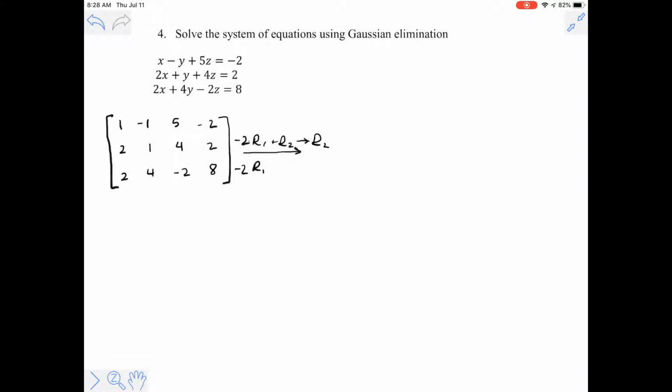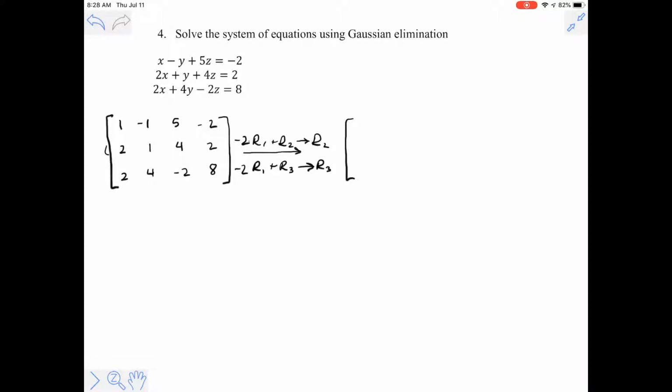Here's another question from 6.1, using Gaussian elimination to solve a system of equations. So it's going to be much like question 3. Start with the augmented matrix. So again, right along here, I want to get 1, 0, 0. So I'm going to multiply row 1 by negative 2, add that to row 2 to form a new row 2. I'm also going to do this exact same thing, but add it to row 3 and create a new row 3.